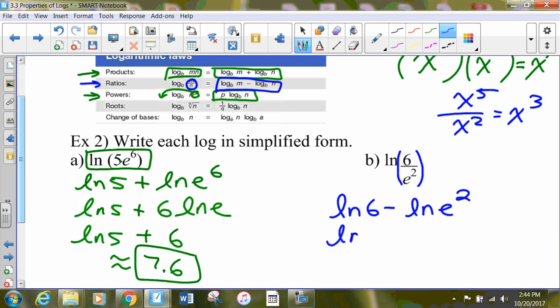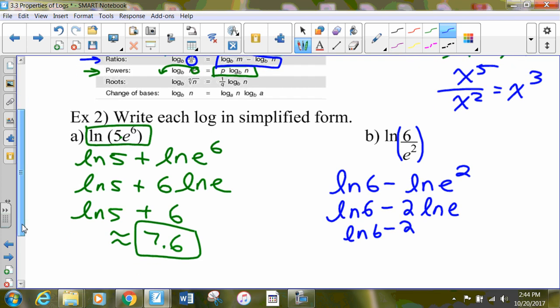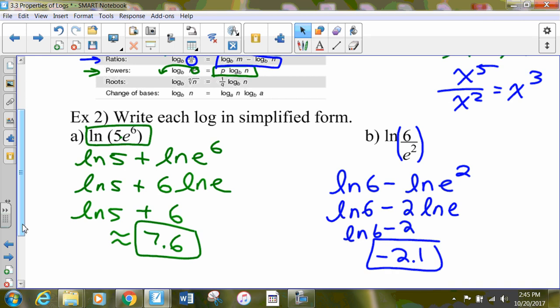Let's go ahead and pull that 2 down. And that's just another way to see, oh yeah, so 2 times natural log of e is 2. So we'll get natural log of 6 minus 2. You're going to put that in your calculator, and you're going to get negative 2.1. All right, so we're using properties to see how we have different ways to solve something.